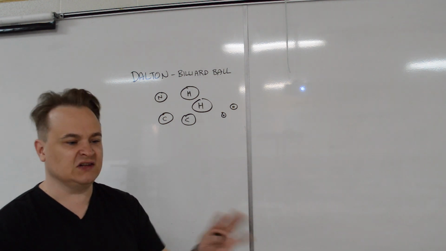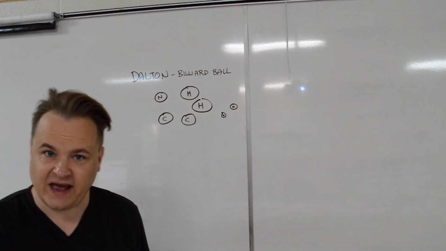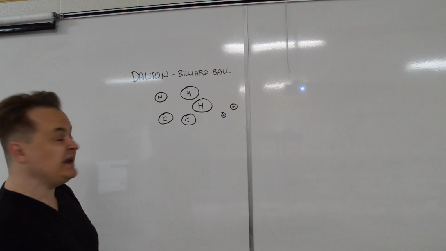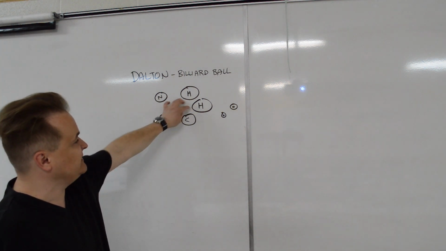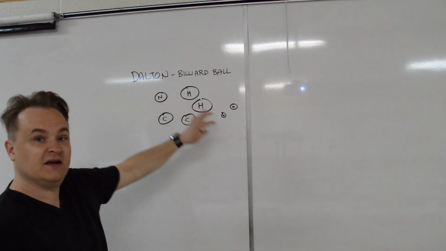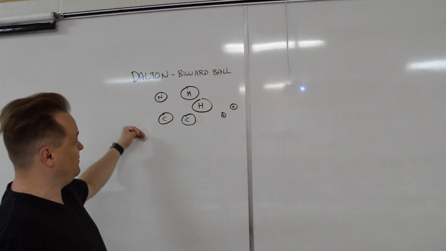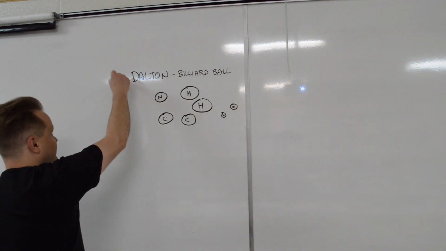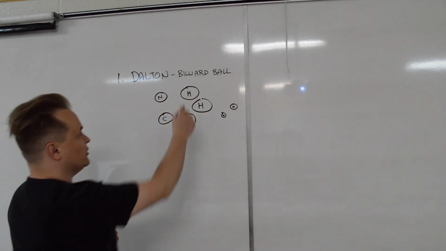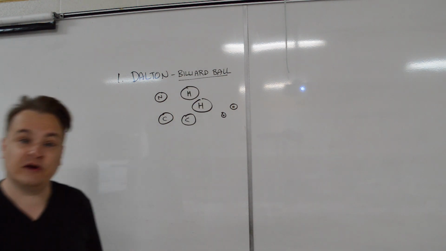There were no protons, neutrons, and electrons. That hadn't been discovered yet. This is what he believed. But he did believe hydrogen would be different from carbon, which would be different from the others. So he had an idea. And this was a very popular theory. So he was the first one. He came up with the billiard ball model, and you're going to need to know that for a test.